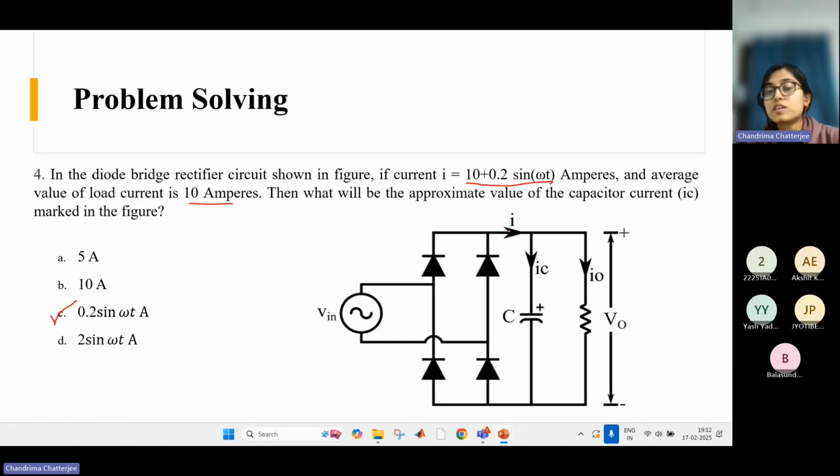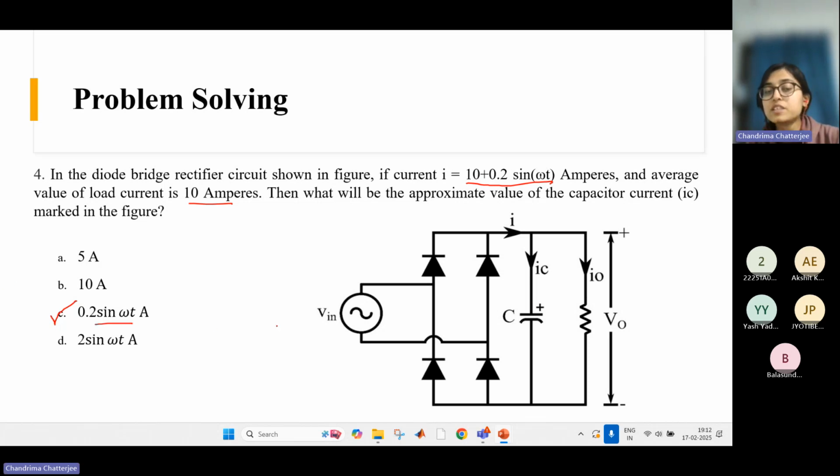So this is straightforward. See, this current I is the summation of this capacitive current and this load current. I is equal to IC plus I naught. Now they have mentioned that the average value of load current is 10 ampere, right? So in this current expression also, there is 10 plus some sine quantity. So obviously this DC portion, this constant part, will flow through the load, and the rest of the portion will flow through the capacitor, because this is a sine quantity, an AC quantity. So the current flowing through the capacitor will be 0.2 sine omega t.